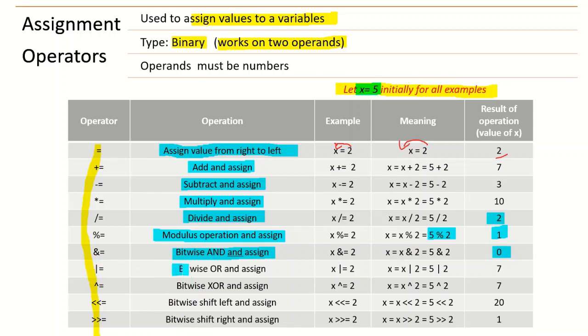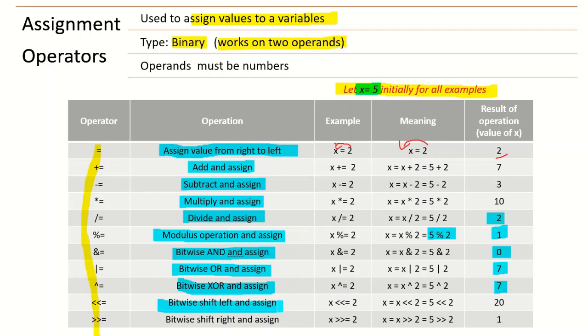Or equal to, bitwise OR function and assign. X OR equal to 2 means x is equal to x OR 2 equal to 5 OR 2 equal to 7. All these are bitwise operations. Bitwise XOR operation and assign. X XOR equal to 2 means x is equal to x XOR 2 equal to 5 XOR 2 equal to 7. All these are XOR operations.